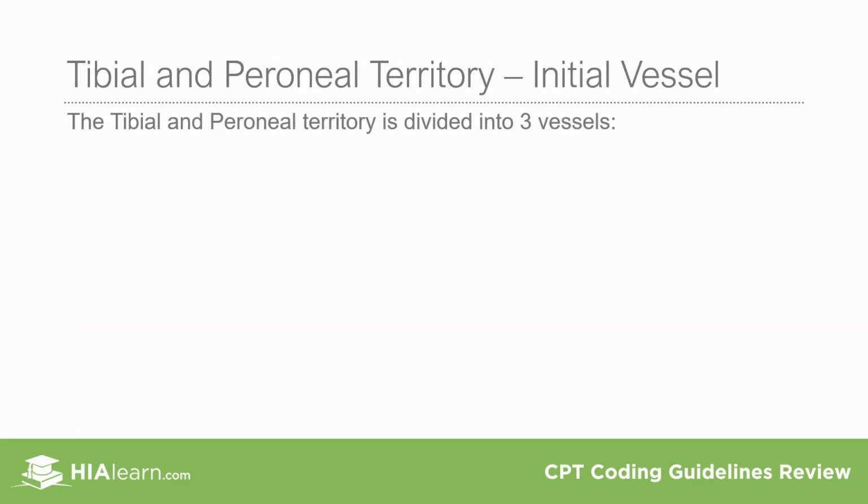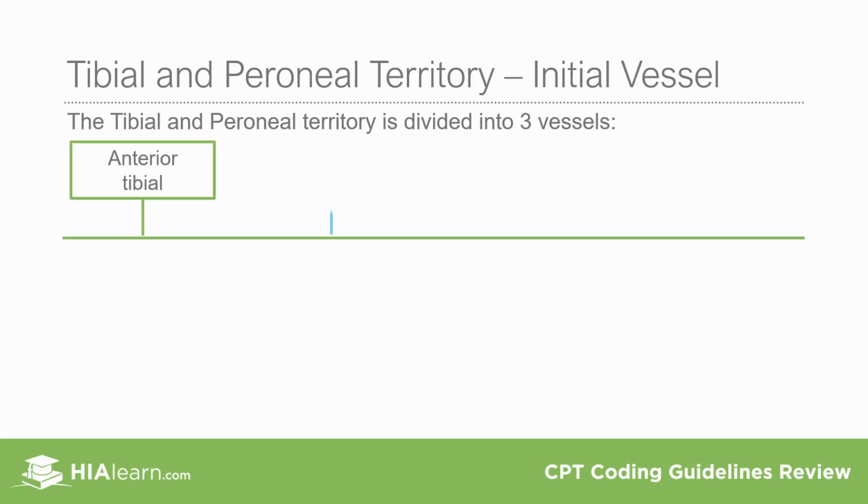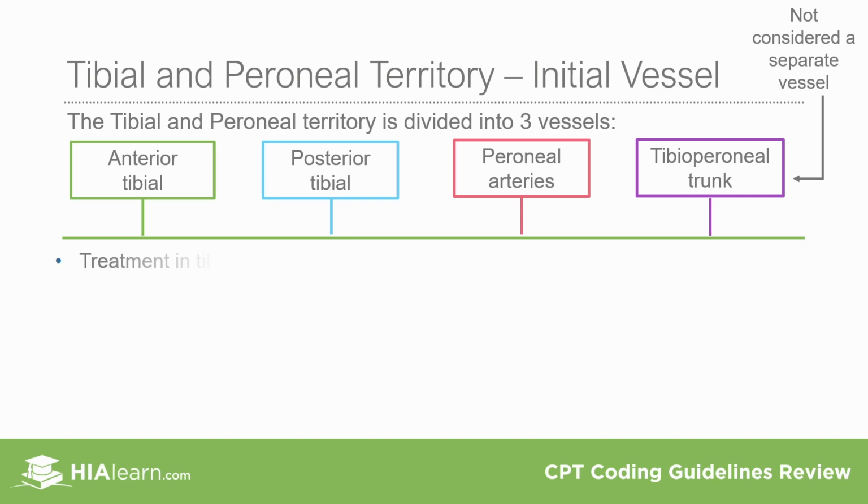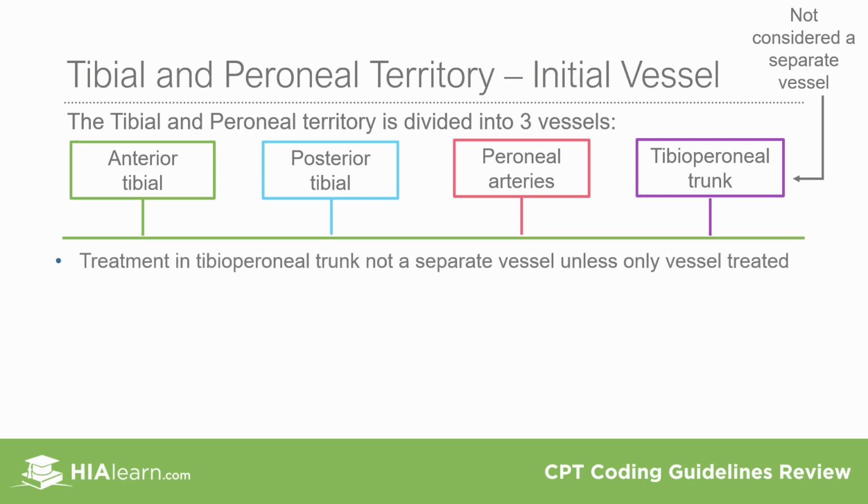The tibial and peroneal territory is divided into 3 vessels. The anterior tibial, the posterior tibial, and the peroneal arteries are each considered a single vessel. For coding purposes, the tibio-peroneal trunk is considered part of the posterior tibial or peroneal artery and not a separate vessel, unless it's the only vessel treated.